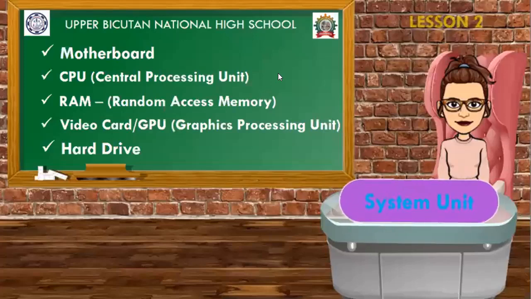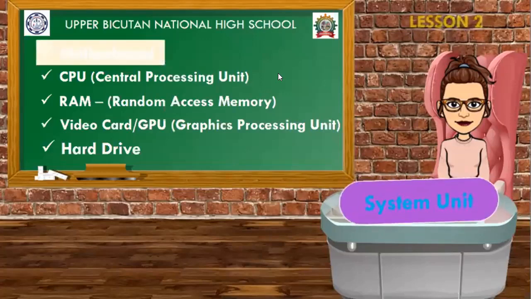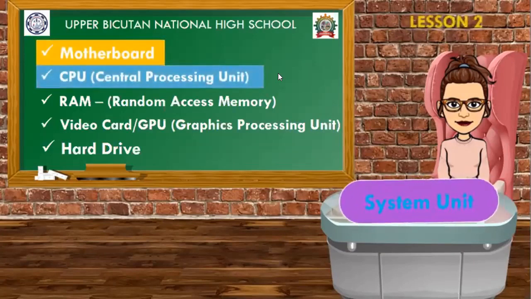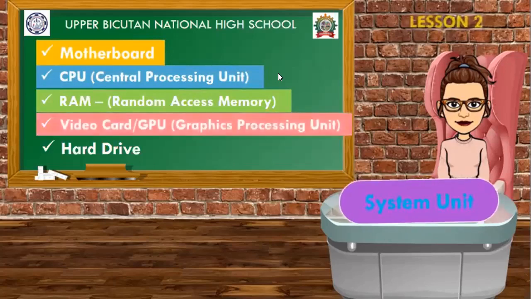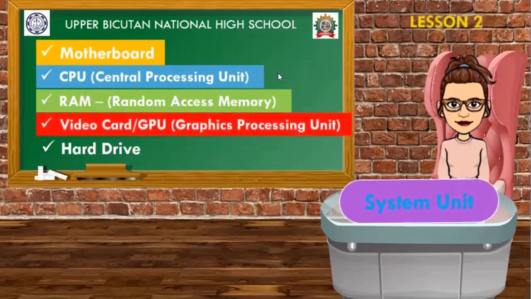We said earlier that the system unit contains the vital components of our computer system. Let us first discuss the important or essential components found inside the system unit. Number one, we have the motherboard. Number two, CPU or the central processing unit. Number three, RAM or the random access memory. Number four, video card or GPU or the graphics processing unit. And number five, we have the hard drive.